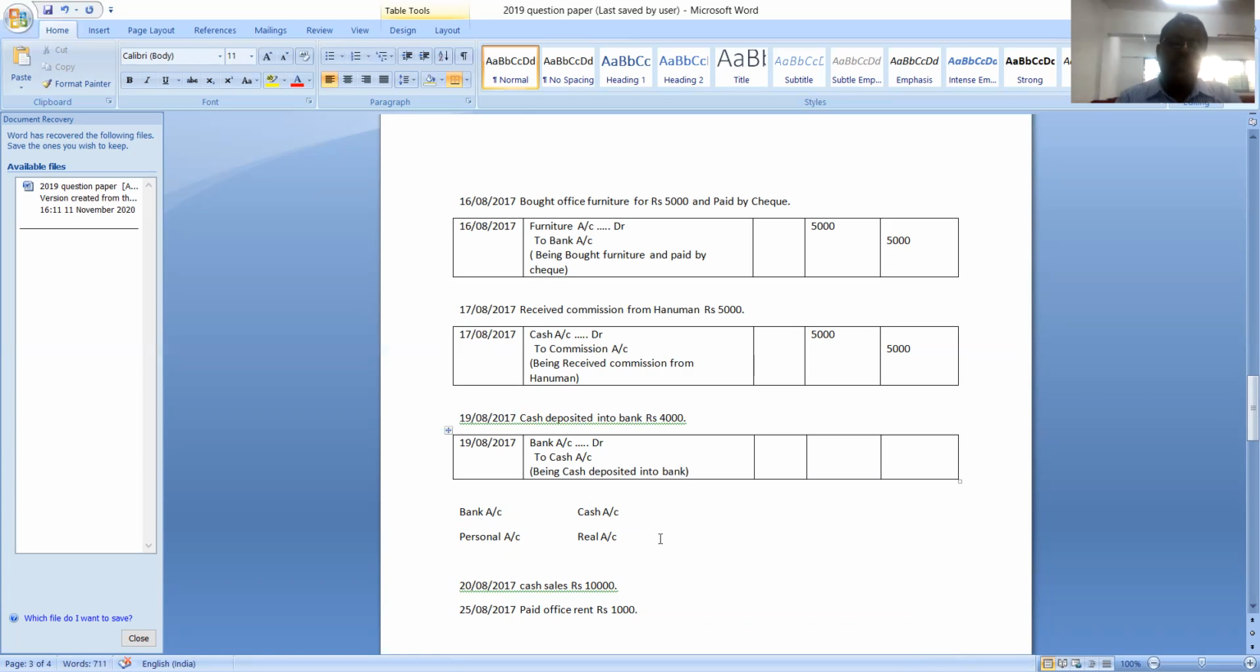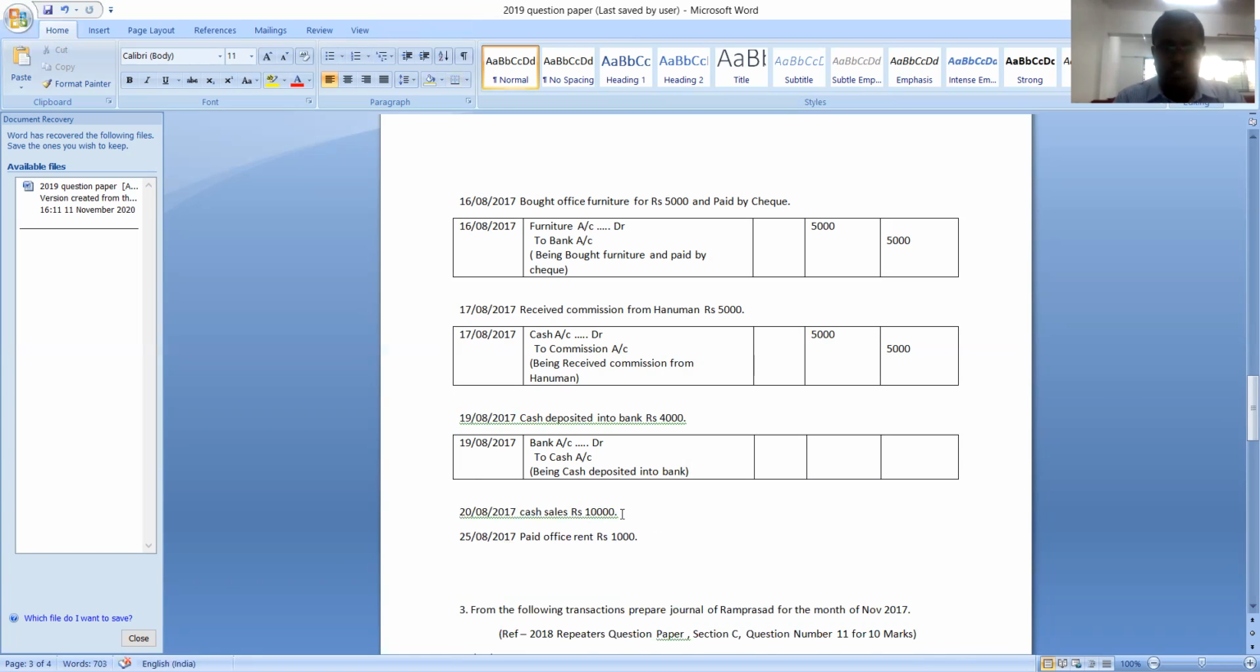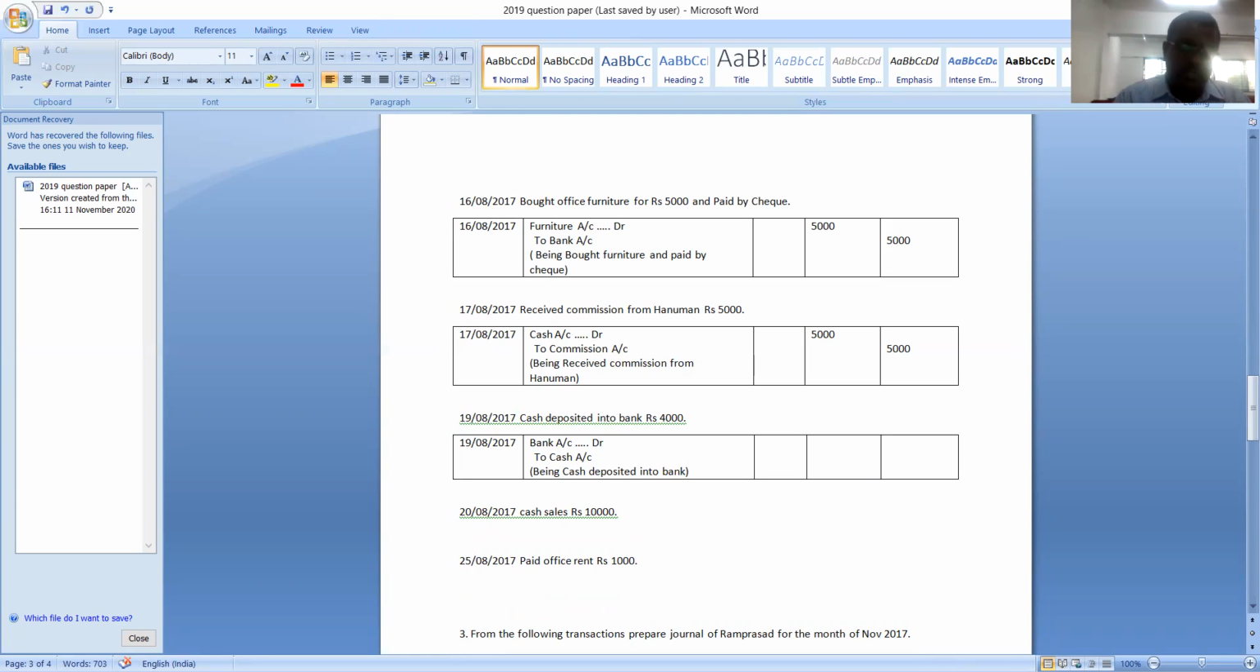Let us move to next transaction. What is the transaction? It is cash sales rupees 1,000. Which are the two accounts here?